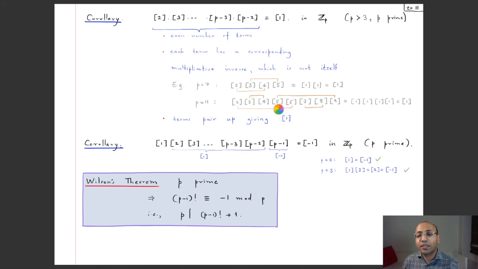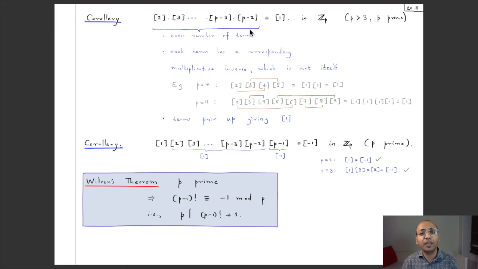And for this element 5, it pairs up with the equivalence class containing 9, because the product of these two will be 45, which is 44 plus 1. So the product of those two will also give rise to an identity element. And finally 7 pairs up with 8, because their product is 56, which is 55 plus 1. So these two pair up to give the identity element as well, and the product of these 4 is the identity element. So just as in these two examples, in general too, the terms pair up to give an identity element.